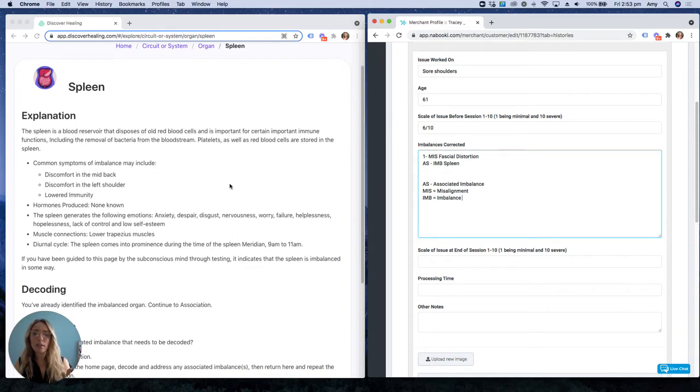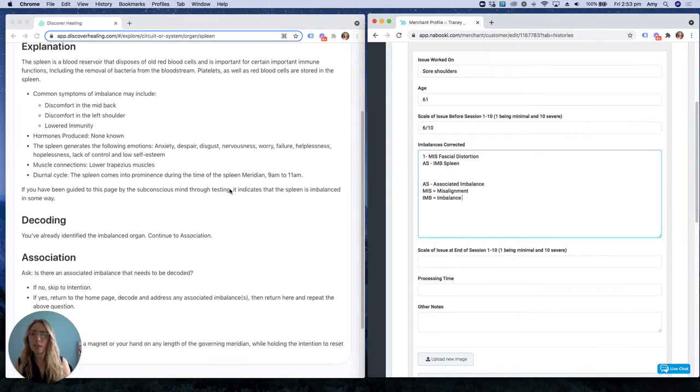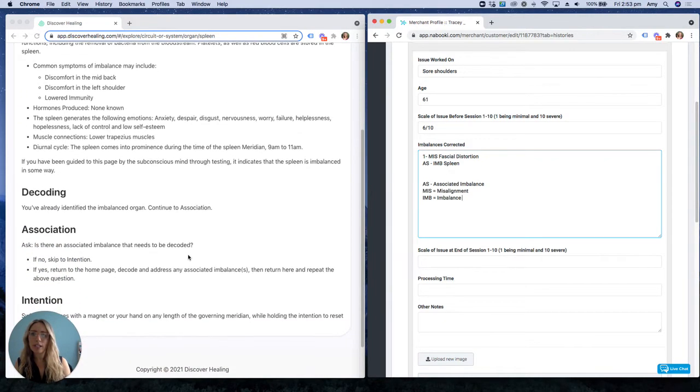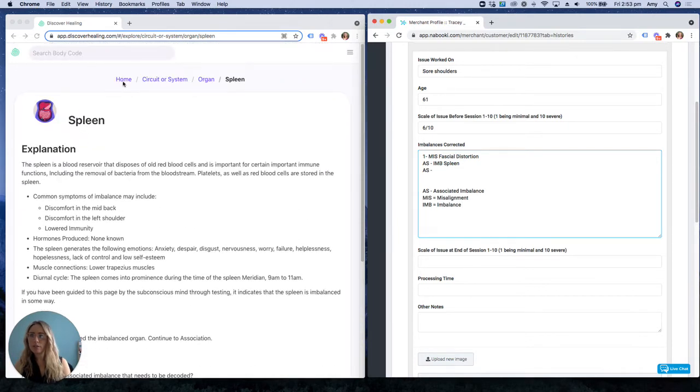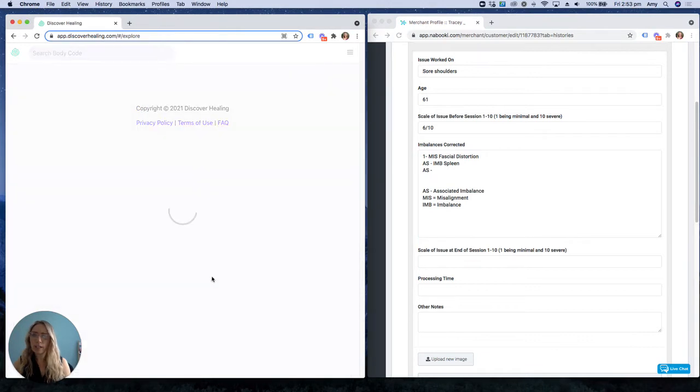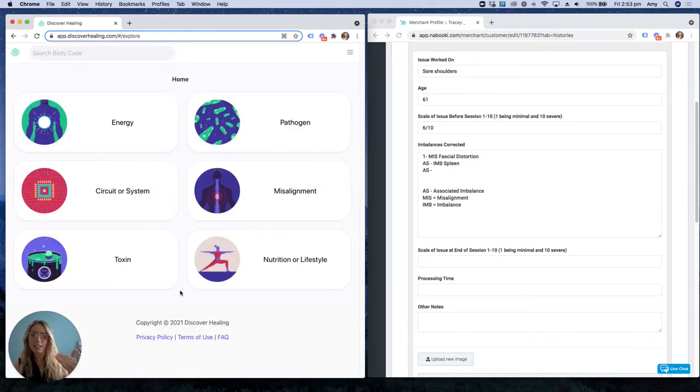So with an email session as well, you can pause the video at any time to have a bit of a read about that information. So now I'm going to find out if there's an associated imbalance. And there is. So I'm not correcting or releasing or realigning anything just yet because there's still connected things in there that's contributing to her sore shoulders.